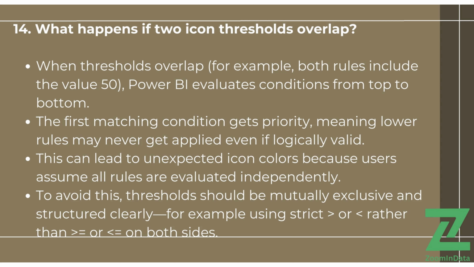When thresholds overlap, for example, both rules include the value 50, Power BI evaluates conditions from top to bottom. The first matching condition gets priority, meaning the lower rules may never get applied even if they are logically valid. This can lead to unexpected icon colors because users assume all rules are evaluated independently. To avoid this, thresholds should be mutually exclusive and structured clearly. For example, using strict greater than or strict less than rather than greater than or equal to or less than or equal to on both sides.